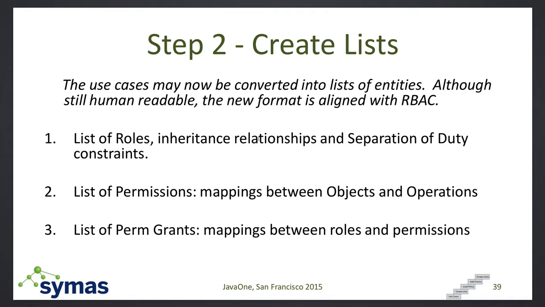There's going to be 3 kinds of lists. We've got a list of roles, inheritance relationships, and separation of duty constraints. We've got a list of permissions, which is the mappings between objects and operations. We've got a list of perm grants, which is the mappings between the roles and permissions.